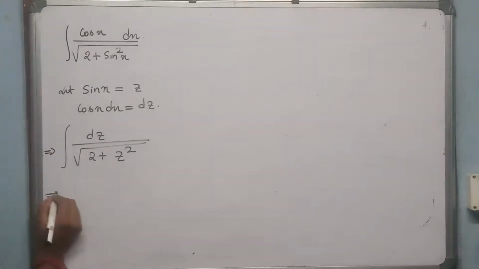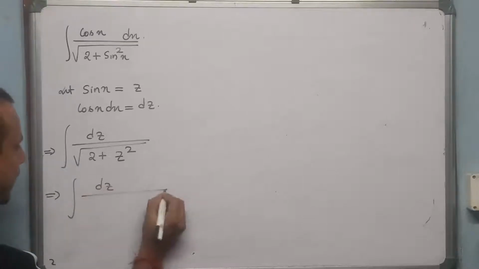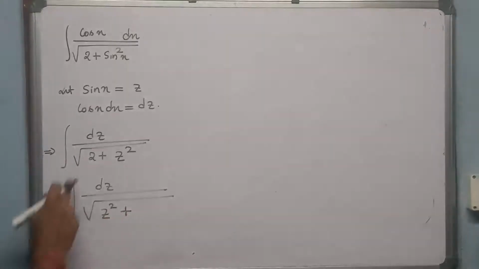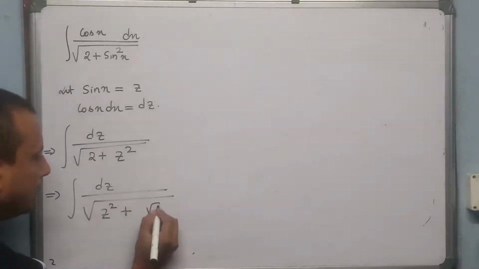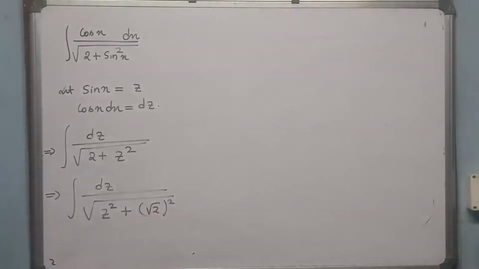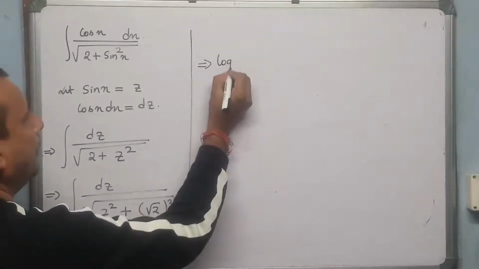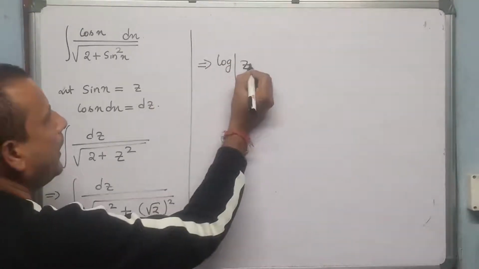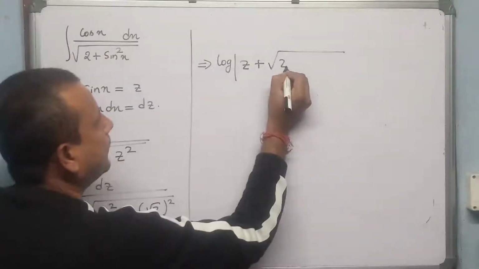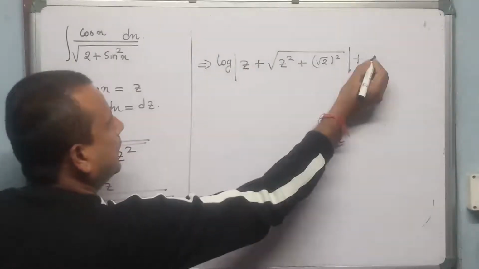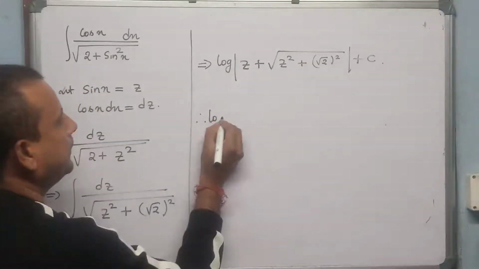Now I'll write both the functions in terms of quadratic form. First of all, I'll write z square, then we must have a square in the constant number, so I'll write root 2 square. Now this is in terms of the formula: integration dx over under root x square plus a square. The formula will be log of x plus under root x square plus a square plus c.